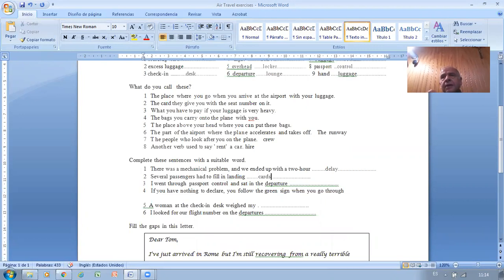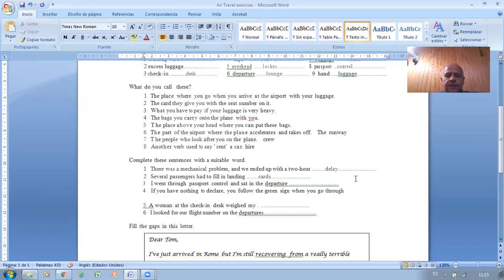The landing cards are the card that the hostess or the stewardess gives you on the plane for you to complete your information. For example, in there you have to put your name, the place where you're going, why you're going to that country. So this is the information that you have to present then in the customs. That is for that landing card. Remember that land is the opposite of takeoff. The planes take off, the planes land. That is the difference between one and the other.